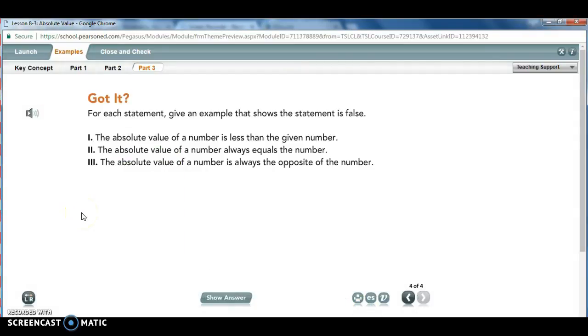And here is the last got it problem of the lesson. For each statement, give an example that shows the statement is false. 1. The absolute value of a number is less than the given number. 2. The absolute value of a number always equals the number. 3. The absolute value of a number is always the opposite of the number.